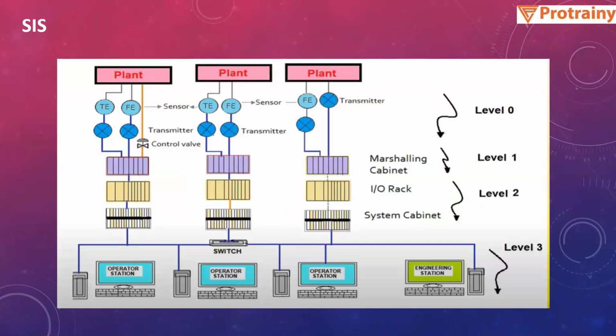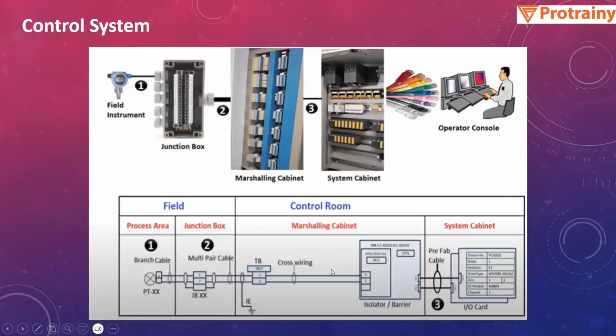So this is also a block diagram, and it also has integration with the screen, so that you will be able to see all the parameters on your screen. Basically, at the ground level we have the field instruments, and they are connected using a junction box. After the junction box it is connected to the marshalling cabinet, then the input output rack, and then the input output rack feeds the system cabinet, which is then connected to the systems where you can actually view the processes.